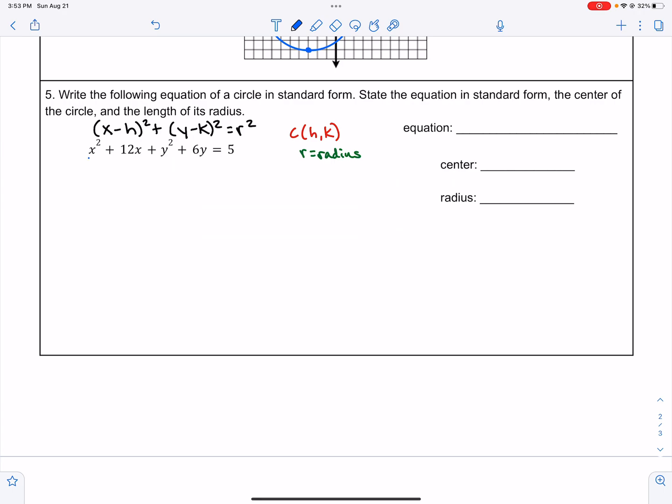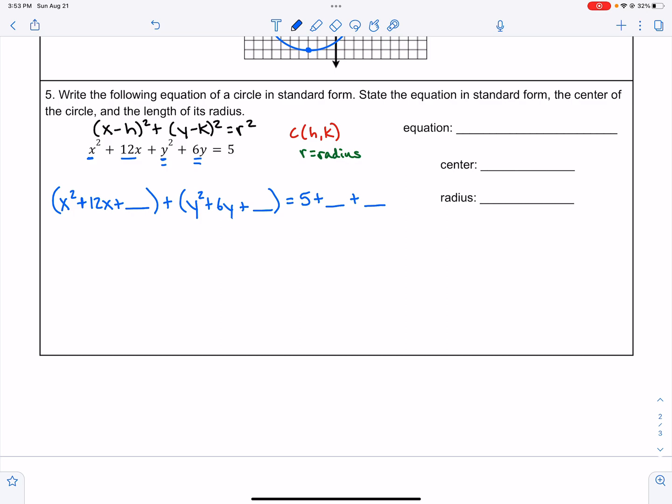So gather up your x's. So x squared plus 12x, let's put those in one parentheses, and leave room to complete the square. So add a blank. Put a plus sign, gather up the y values. So y squared plus 6y. Leave room to complete the square. Keep 5 on the other side. And then what you add to the left, you just have to also add to the right.